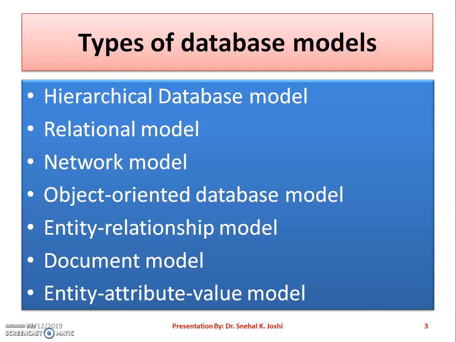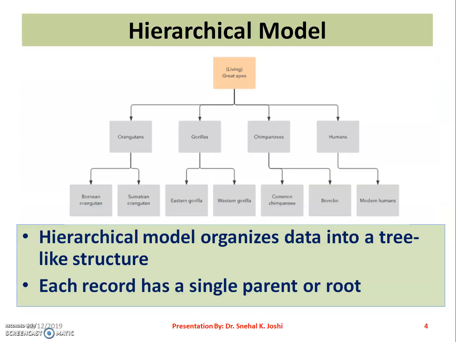We will go through these models one by one and we will cover some important models that are very much in use in applications nowadays. First of all, we will go through the hierarchical model. The hierarchical model organizes data into a tree-like structure where each record has a single parent or root. Sibling records are stored in a particular order. That order is used as the physical order for storing the database. This model is good for describing many real-world relationships.